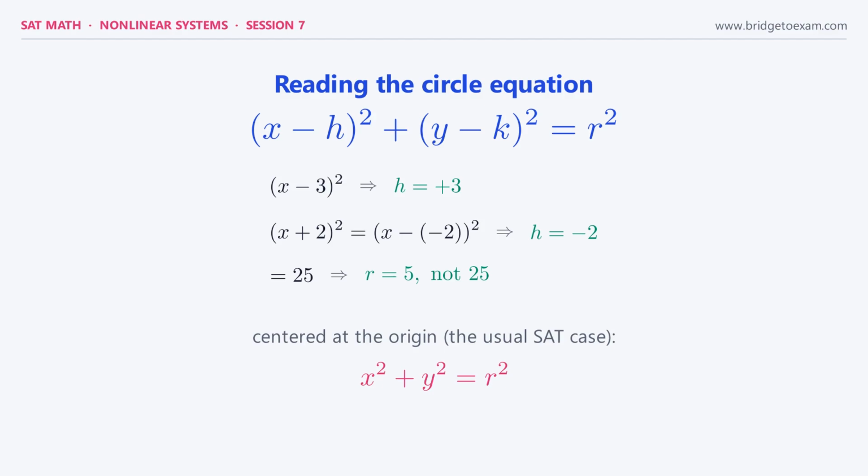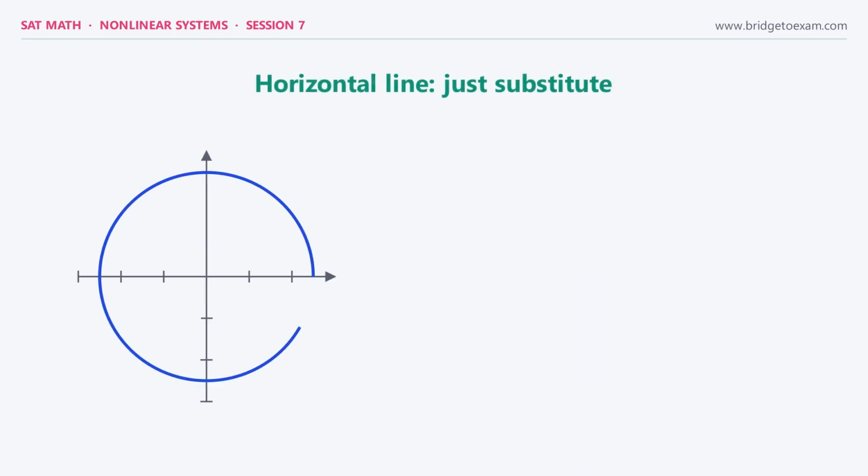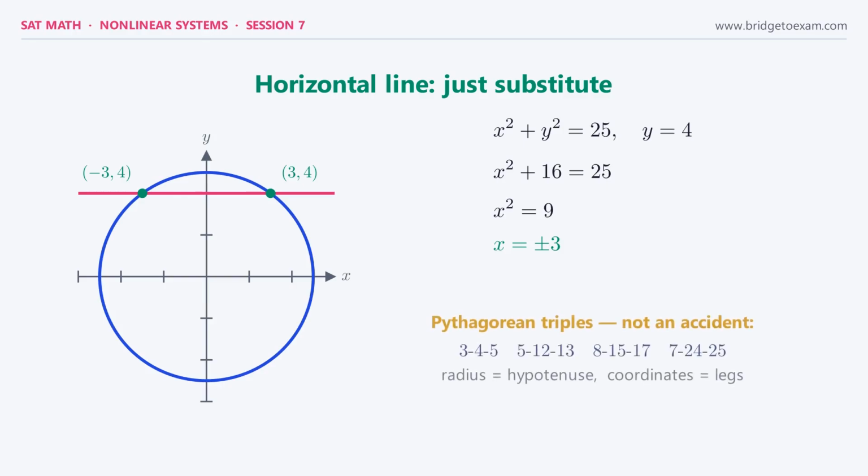The simplest case is a circle centered at the origin. X squared plus y squared equals r squared. That's the one you'll see most often. Let's start with the easiest and most common case, a horizontal line. Take the circle x squared plus y squared equals 25, and the line y equals 4. Just substitute. X squared plus 16 equals 25, so x squared equals 9, and x equals plus or minus 3. Two intersections at negative 3, 4, and 3, 4.